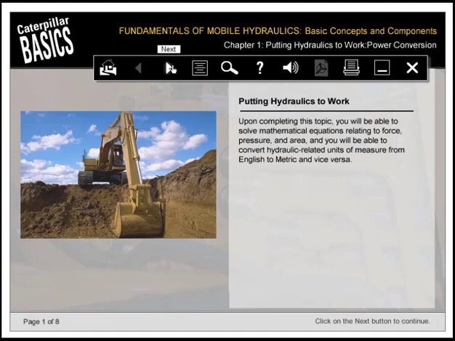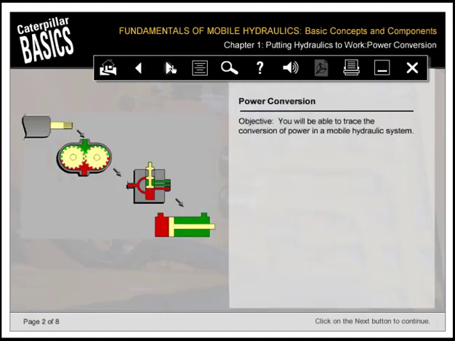Upon completing this topic, you'll be able to solve mathematical equations relating to force, pressure, and area, and you'll be able to convert hydraulic-related units of measure from English to metric and vice versa. Objective: you'll be able to trace the conversion of power in a mobile hydraulic system.